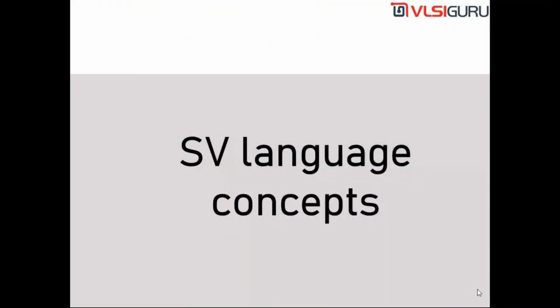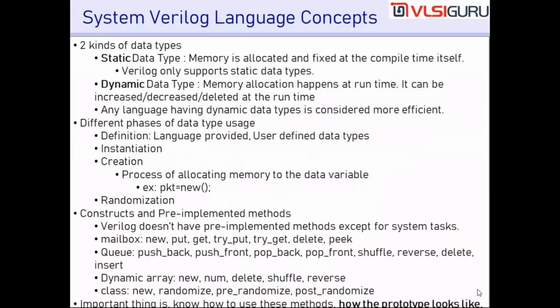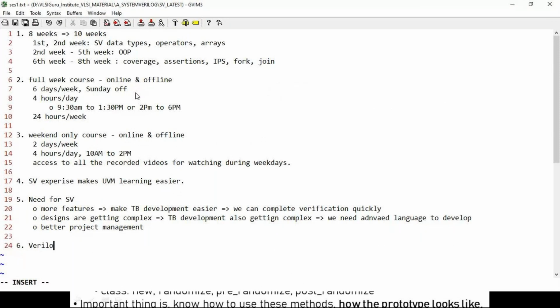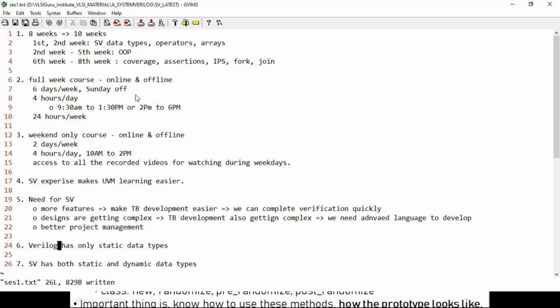Next, let's get into SystemVerilog language concepts. SystemVerilog has two kinds of data types: static data types and dynamic data types. Verilog has only static data types. SystemVerilog has both static and dynamic data types. Let's try to understand what is a static data type and what is a dynamic data type.